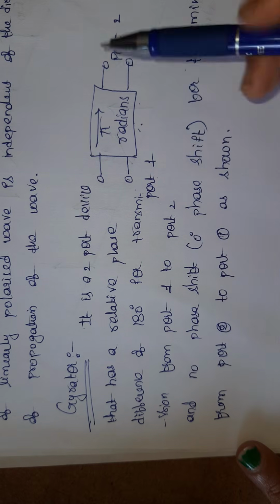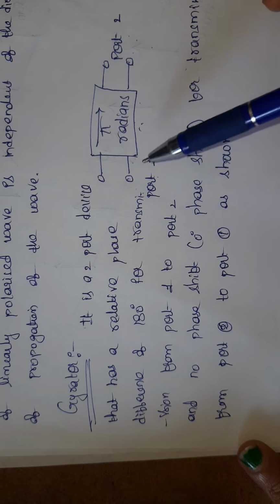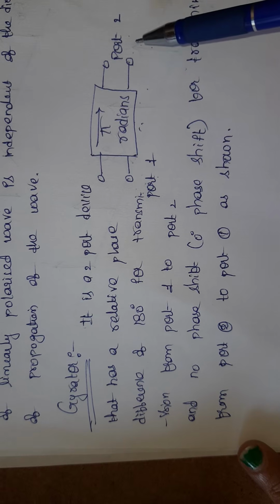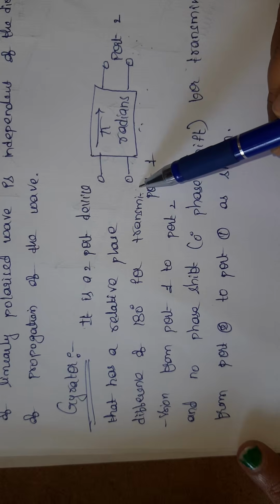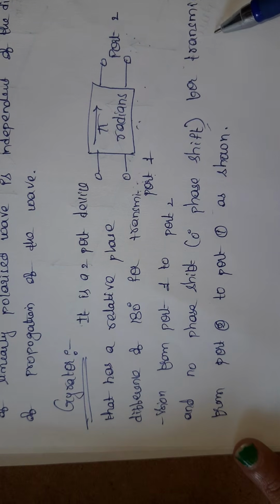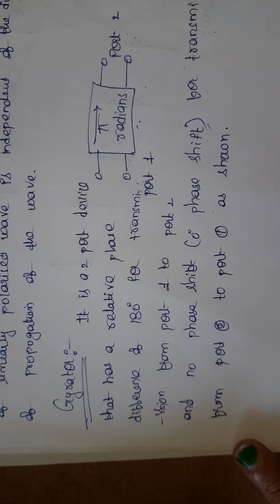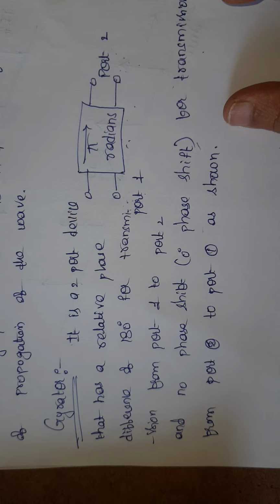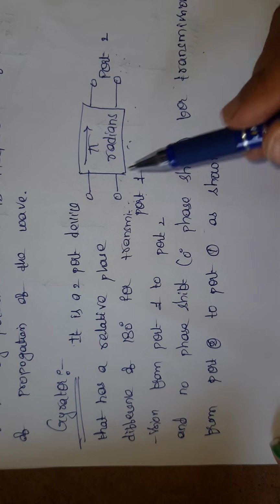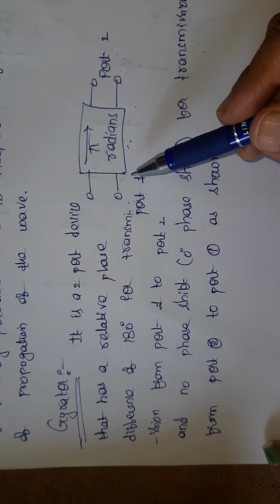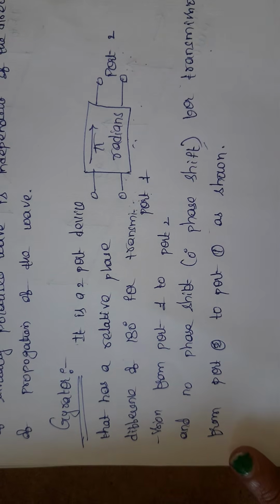So a gyrator is nothing but this: when a wave is moving from port 1 to port 2, there is a phase shift of 180 degrees, and when the same wave propagates from port 2 to port 1, there is no phase shift, that is 0 degrees phase shift for transmission from port 2 to port 1. So how does the gyrator offer 180 degrees phase shift only for the forward wave propagation, and no phase shift for the backward wave propagation? We'll see now.